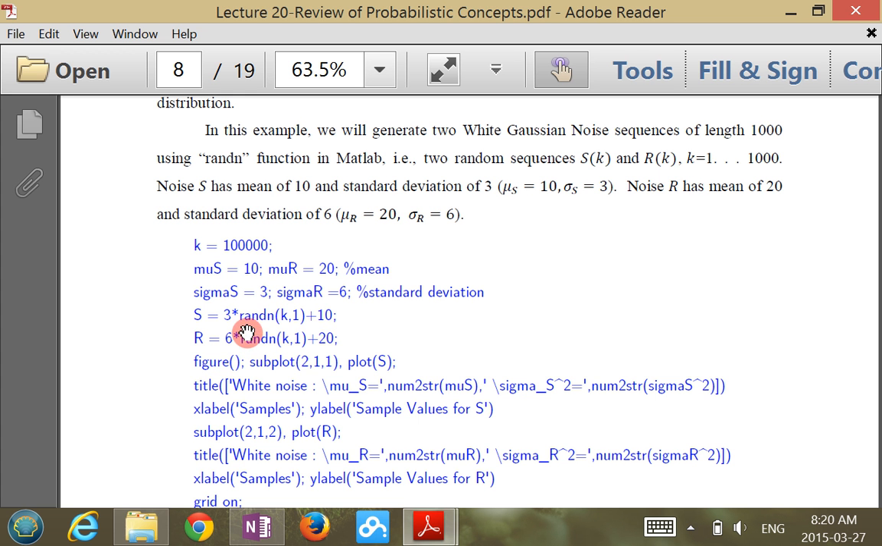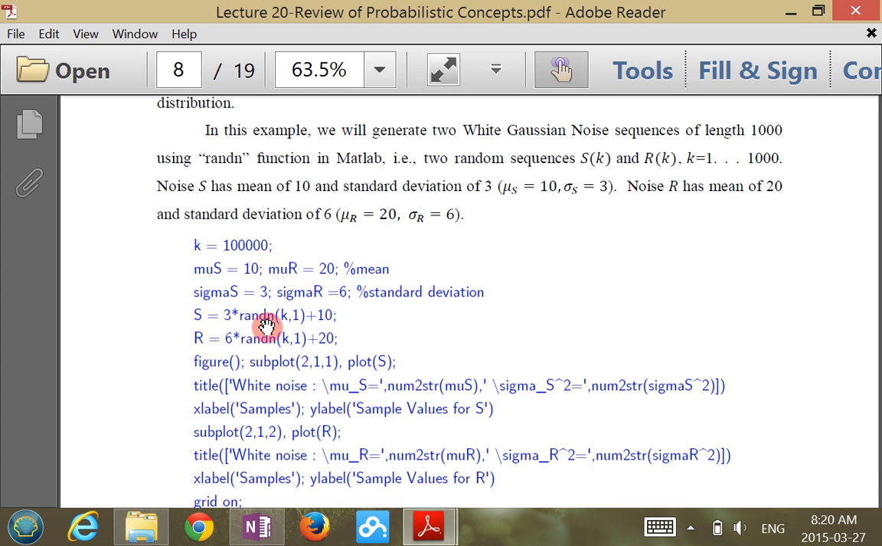You can use randn, which gives you a standard normal distribution, and then multiply by 3 and add 10. What this means is you create a mean of 10 and standard deviation of 3, or variance of 9, for this variable S. For R, I'm creating a variance of 36 and a mean of 20. So this is S and R created here.